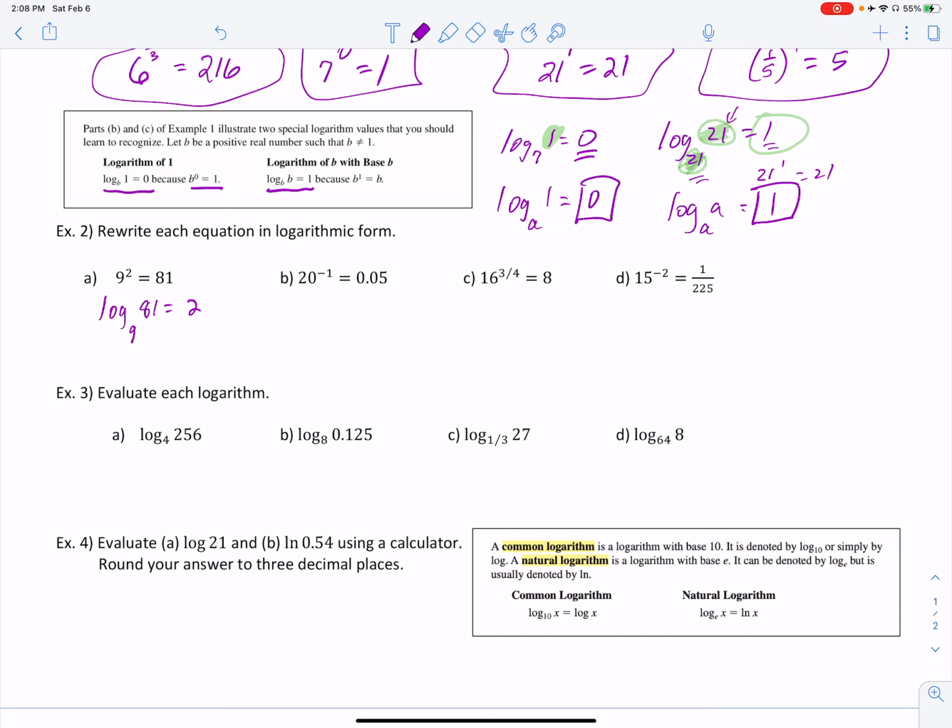In part B, log, what am I going to write as that subscript for the base? Well, the base is 20. And then I leave space, and what the log equals is the exponent, and 20 to the negative 1 is 0.05, so that becomes my argument of the logarithm.